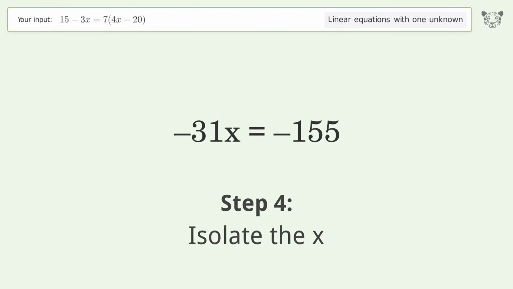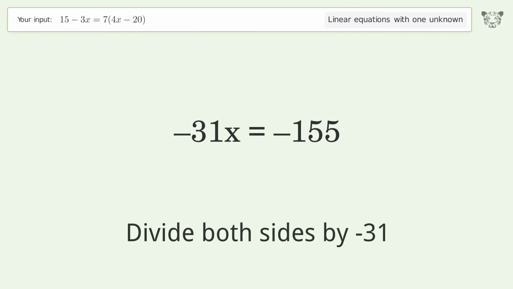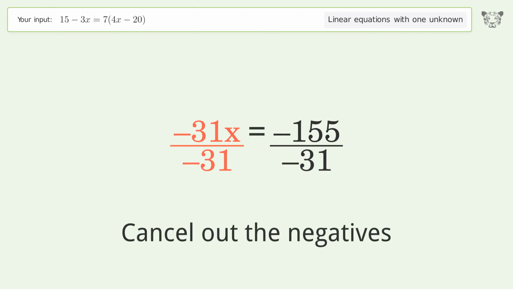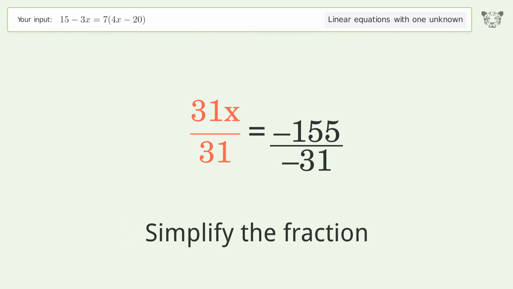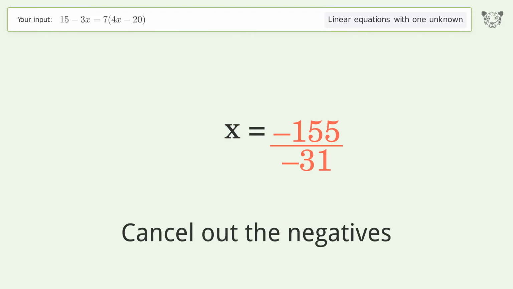Isolate the x. Divide both sides by -31. Cancel out the negatives. Simplify the fraction. Cancel out the negatives.